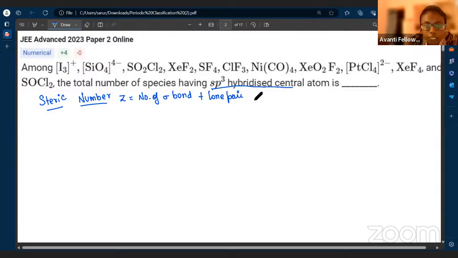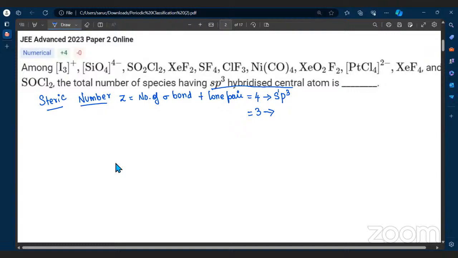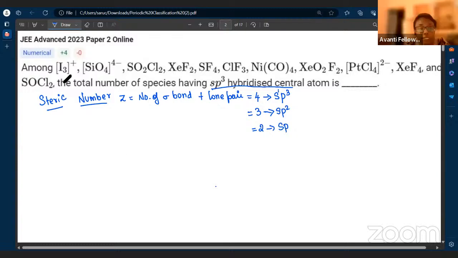If the steric number is equal to 4, then 4 orbitals are involved: one orbital from s and three from p, so 3 plus 1 is 4. If the steric number is equal to 3, then what will be the hybridization? sp2. Very good, it is going to be sp2. And if the steric number is 2, the hybridization is sp. Okay, now look at the question.